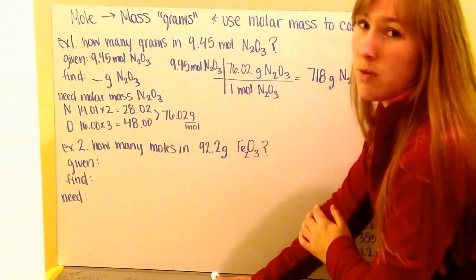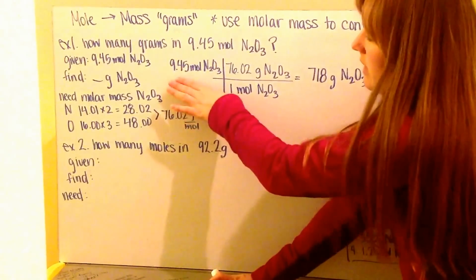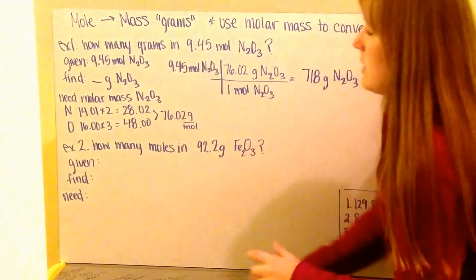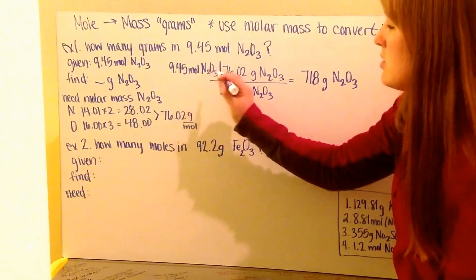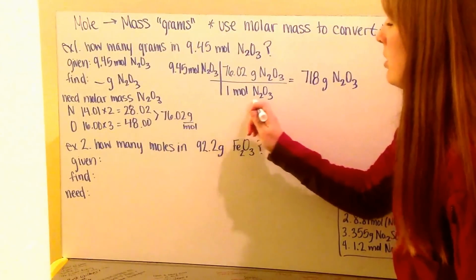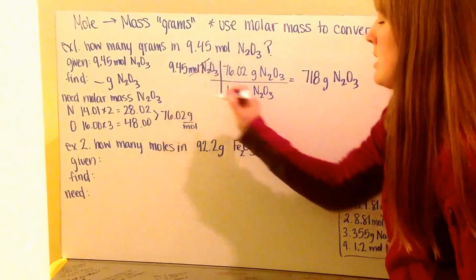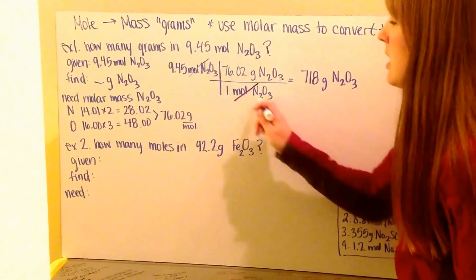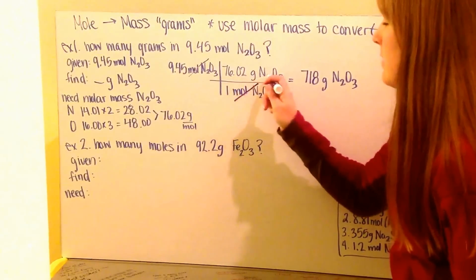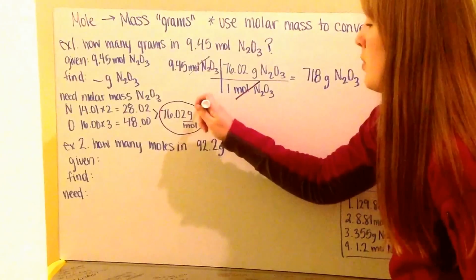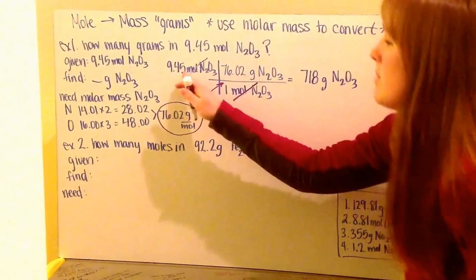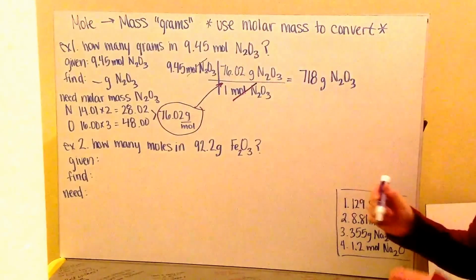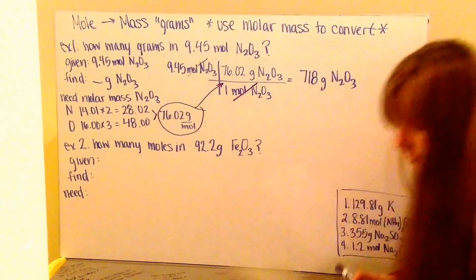Now I do my actual conversion. I start with what I'm given, 9.45 moles N2O3. I want to get rid of moles of dinitrogen trioxide, so I need to put 1 mole of dinitrogen trioxide on the bottom, canceling out moles. I know that for every 1 mole of N2O3, I have 76.02 grams of N2O3. This comes from my molar mass here. When I multiply my 2 numbers together, I get a final answer of 7.18 grams of dinitrogen trioxide.